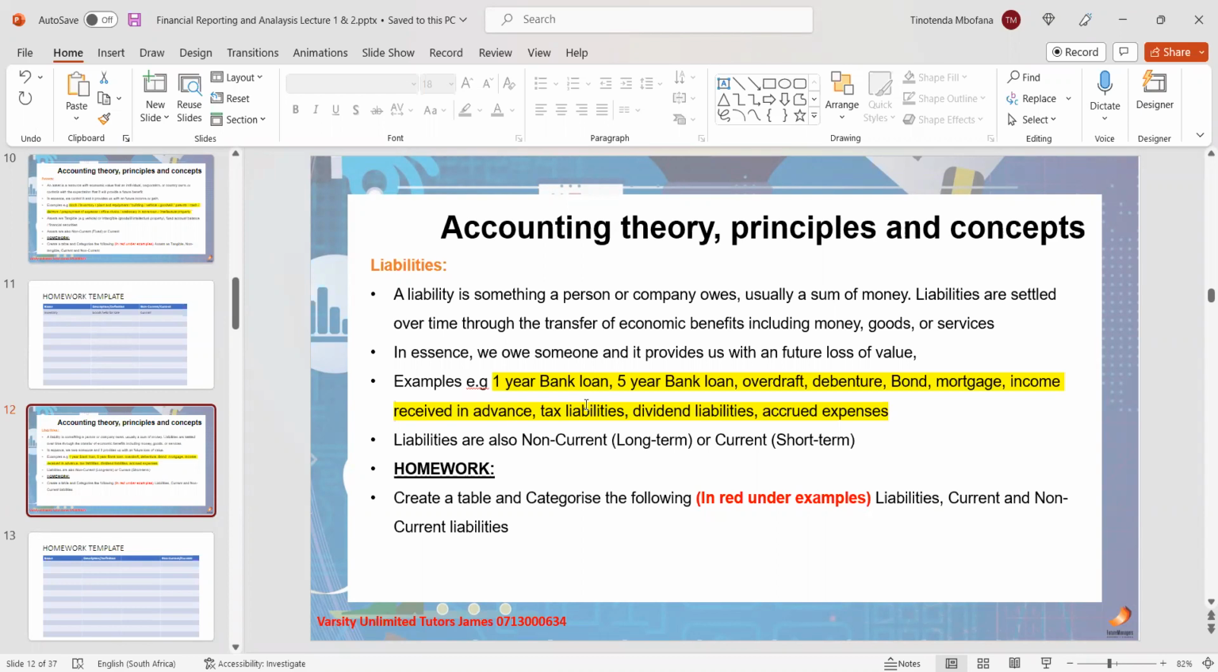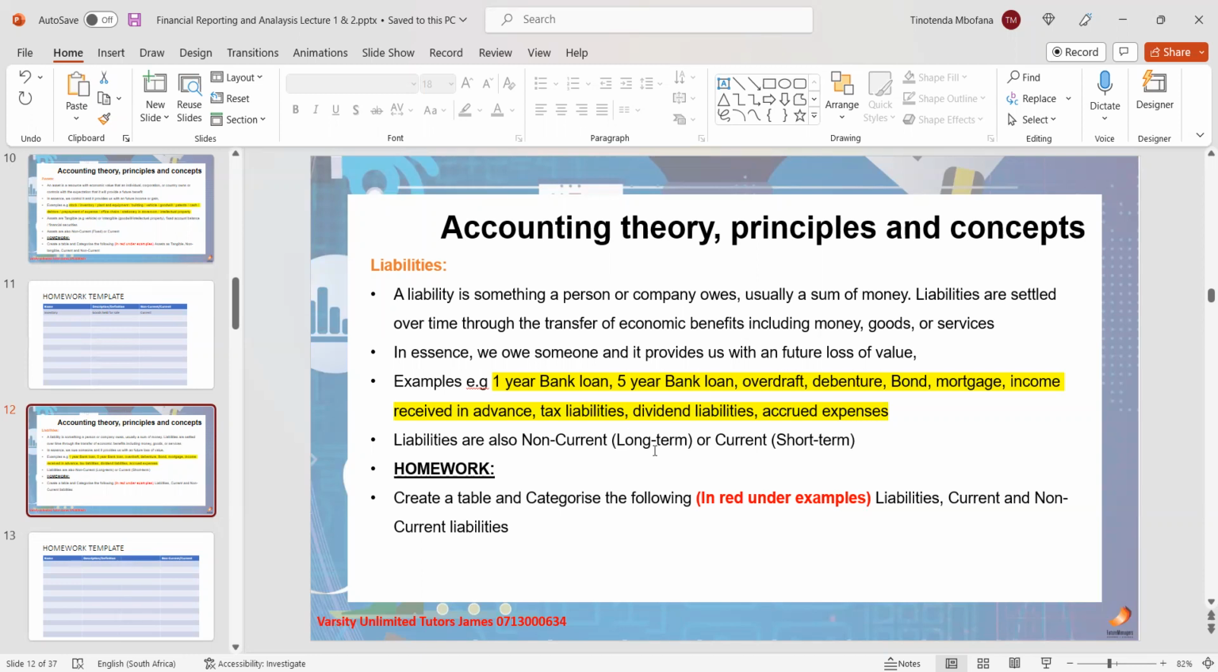So liabilities, we're basically saying you owe someone money. You are either going to pay them within 12 months or you are going to pay them after 12 months. If you are paying them within 12 months, it's called a current liability or a short-term liability. If you are paying them after 12 months, it's called a long-term liability or a non-current liability.